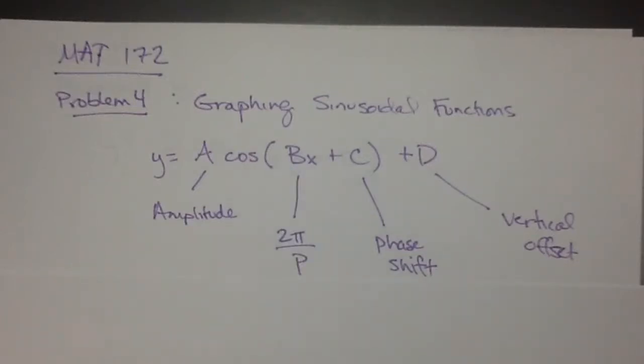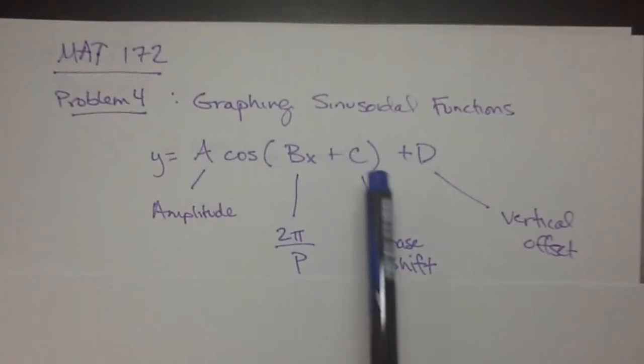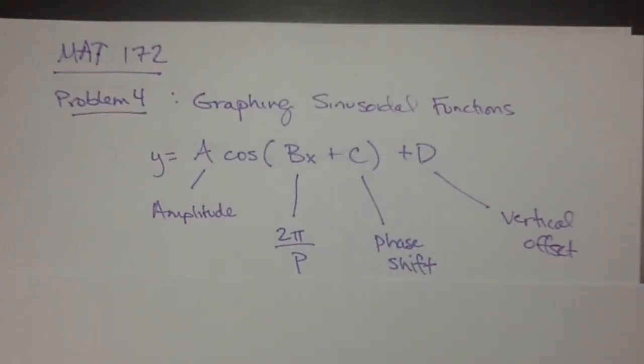B tells you 2 pi over the period. Remember, period is the time it takes for one repetition. C tells you, if you don't start exactly at the midpoint or at the maximum or at the minimum, you're kind of shifting the function in x. And so that's where that comes in. And D is the vertical offset.